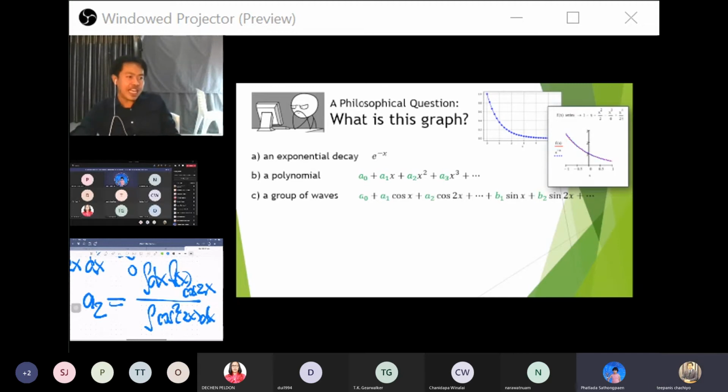If I choose the C answer, what would be the reason for choosing the C answer? Can it be this graph here that I'm pointing? Can it be a group of waves? And why? Why is it? In the polynomial, I argue that it can be polynomial because if we increase the number of expansion to a very large degree, you get the exact same graph.